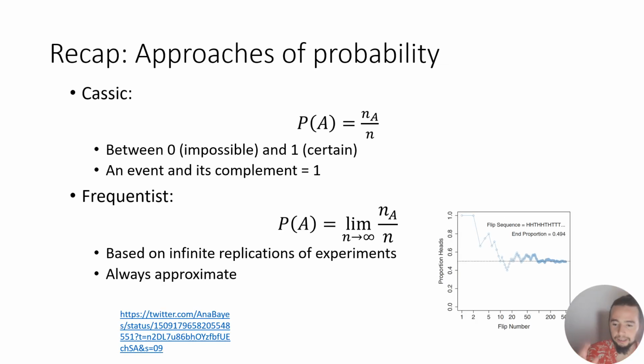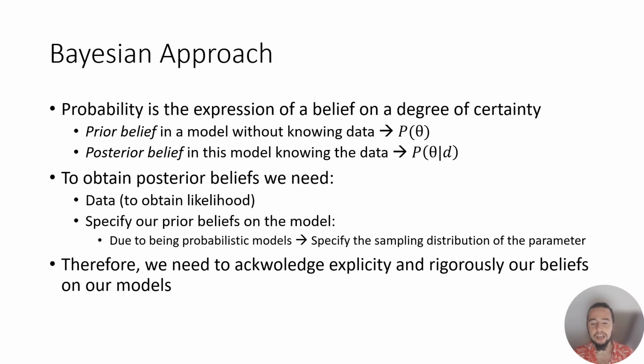Okay, so just a really quick recap. Remember that the two previous approaches to probability, the classic and the frequentist, aimed at assuming that probability was something that was knowable. The classic is absolutely knowable and the frequentist is approximately knowable, but they are essentially separated from our belief or our subjective state. In turn, the Bayesian approach will assume that probability is the expression of a belief on a degree of certainty.